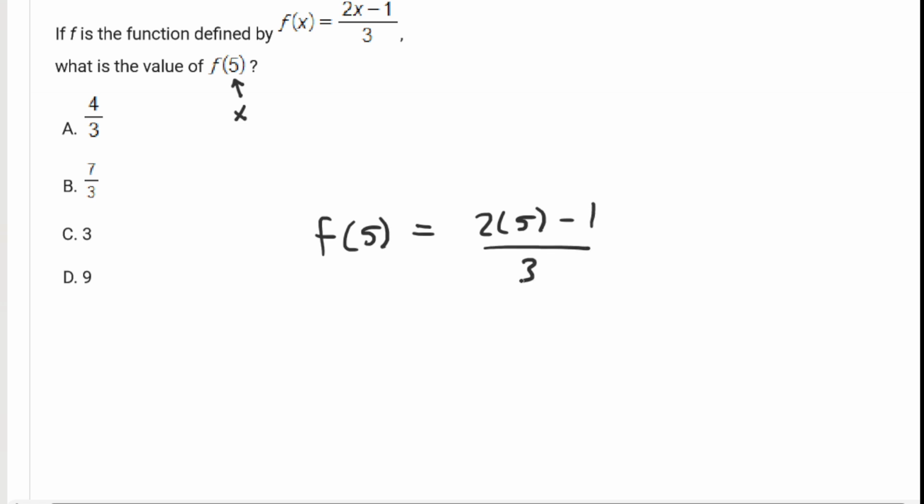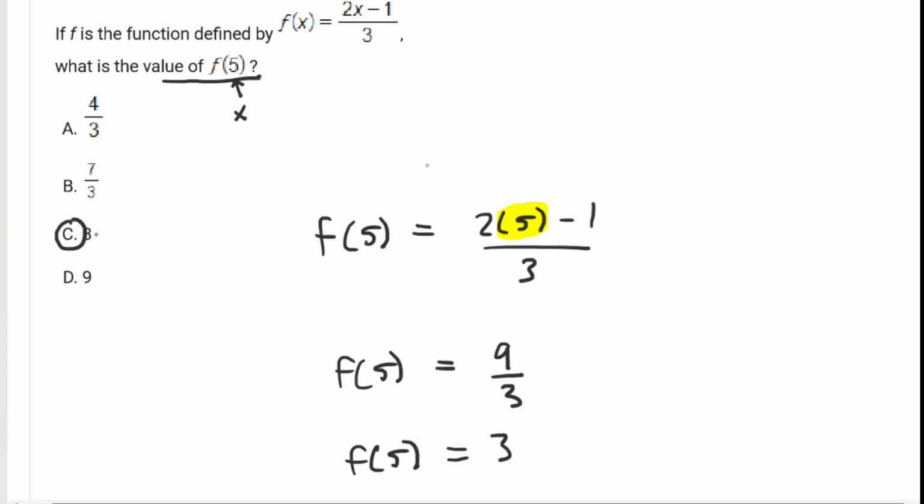When I plug in a number for x, I do generally like to plug it in using parentheses. So if you see me do that, I would recommend that you do the same. And now it's really just a matter of simplifying the right-hand side of this equation. So 2 times 5 is 10. 10 minus 1 is 9. So we're left with 9 in the numerator divided by 3. But of course, if we divide 9 by 3, we would get 3. So this means that f of 5 is going to equal 3. The problem wanted the value of f of 5, so the correct answer is choice C.